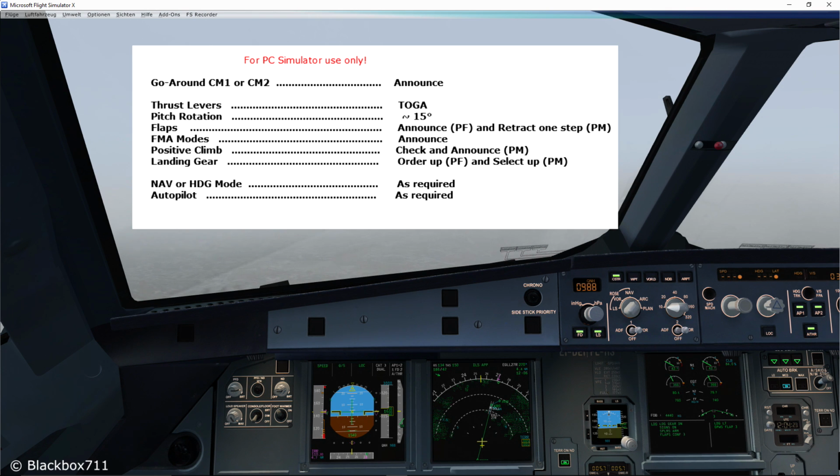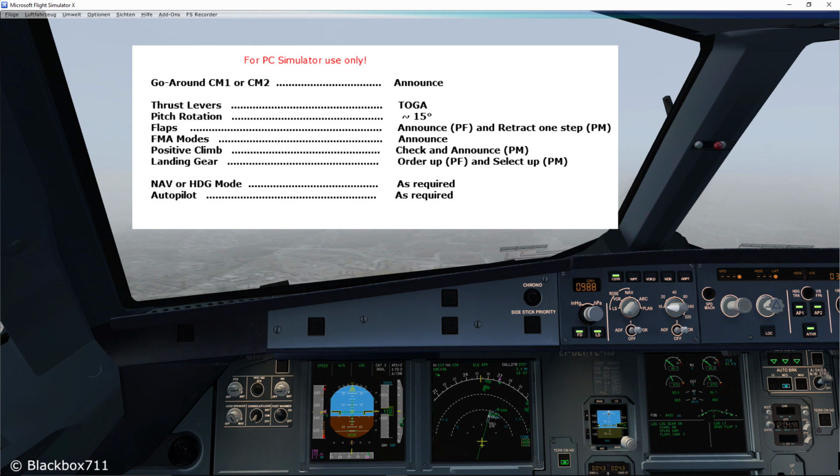Then the pilot flying will check the FMA modes and call them out. Then the pilot monitoring will check the climb rate and call out positive climb. Thereafter, pilot flying orders gear up and the pilot monitoring selects the gear lever up. After that, things will quiet down a little bit, and you can have a look whether or not to select nav mode or heading mode, whatever you prefer. And it also may be a good idea to re-engage the autopilot to reduce the workload.